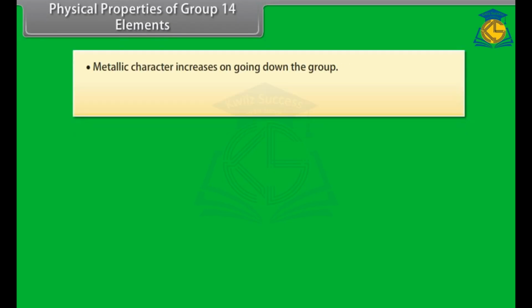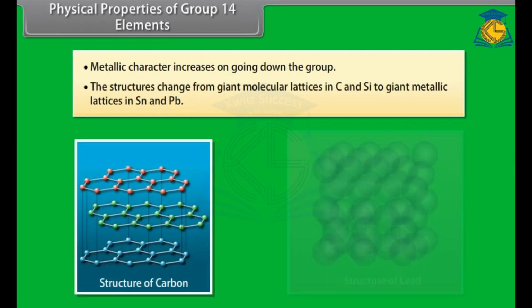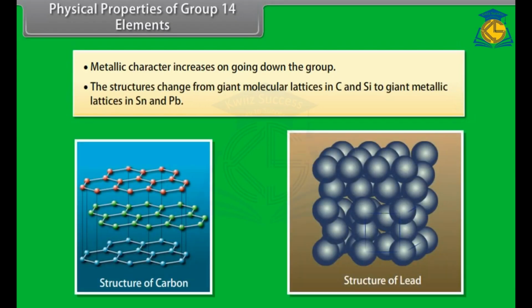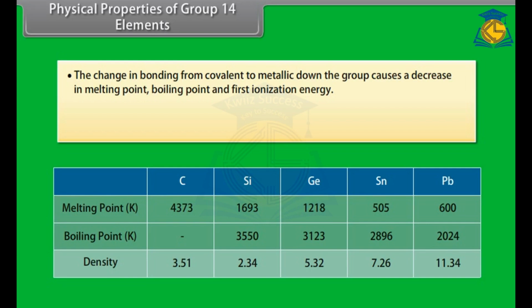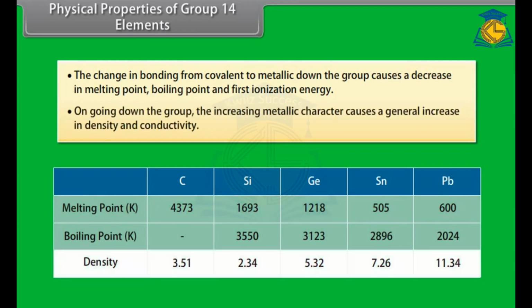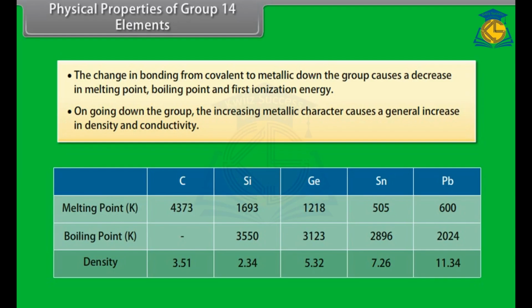Physical properties of Group 14 elements. Metallic character increases on going down the group. These structures change from giant molecular lattices in carbon and silicon to giant metallic lattices in tin and lead. The change in bonding from covalent to metallic down the group causes a decrease in melting point, boiling point, and first ionization energy. On going down the group, the increasing metallic character causes a general increase in density and conductivity.